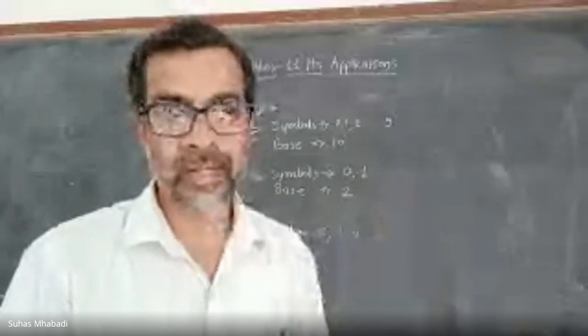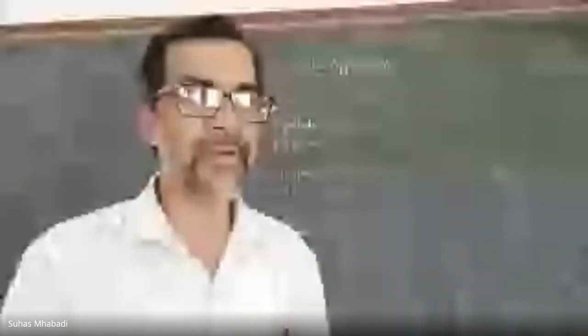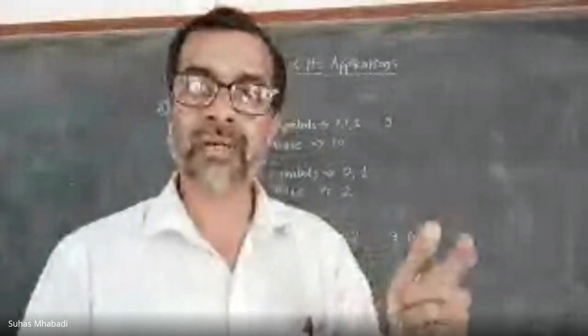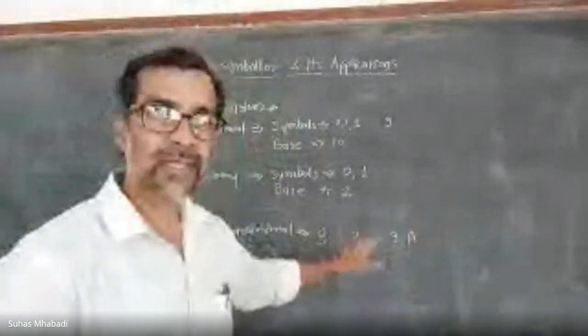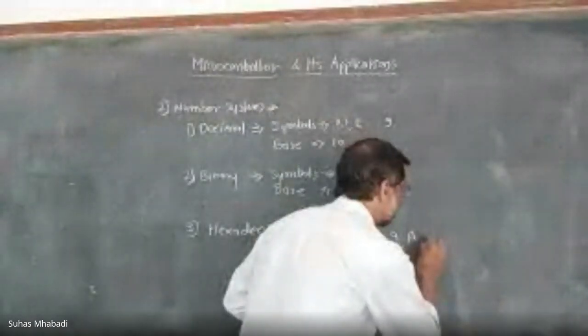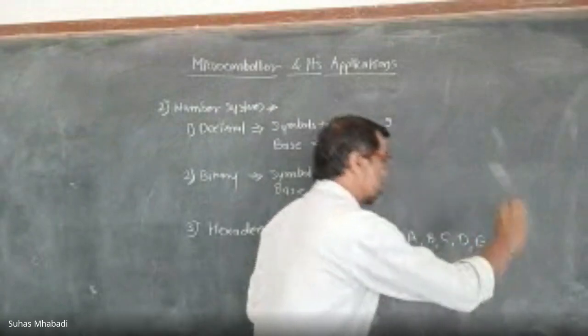That is not required. We have to take some more symbols. So instead of 10, we will write A. So this is up to 9, then A. 11 is a combination of 1 and 1, but 1 is already a symbol taken. So we'll consider one more symbol, B. So this is B, C, D, E, and the last will be F.